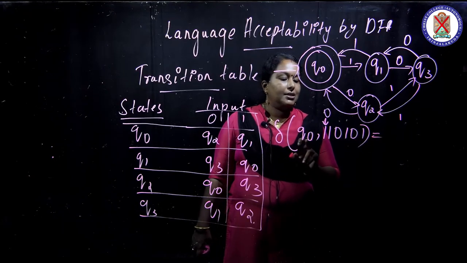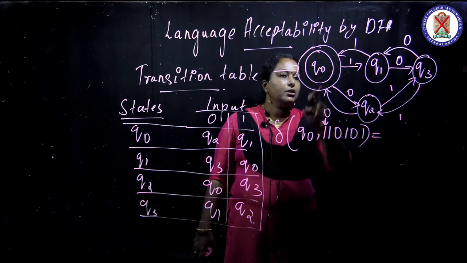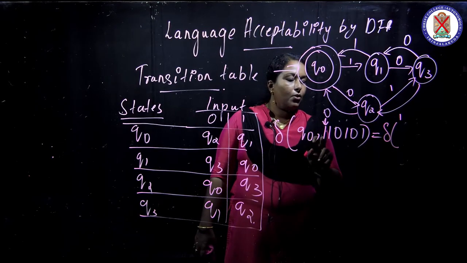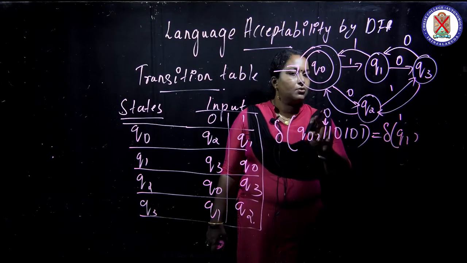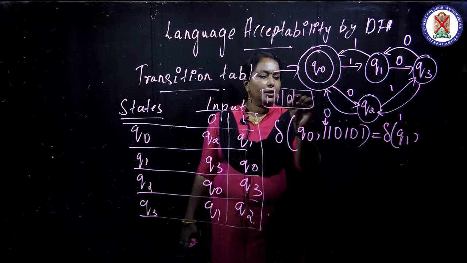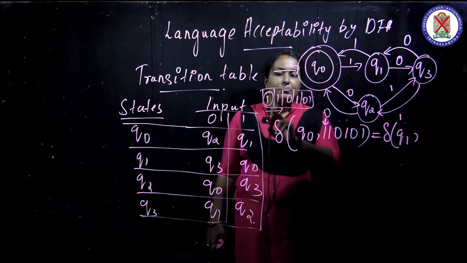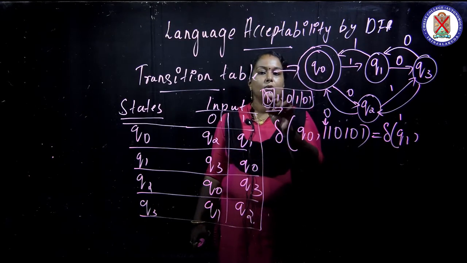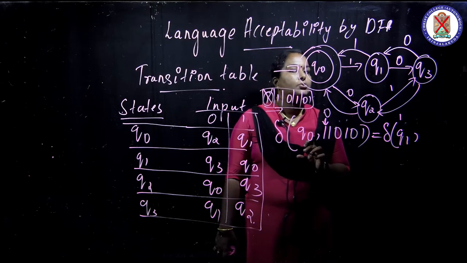So, delta Q0. For example, in this situation, Q0 on 1 goes to Q1. So we can write delta Q0 on 1 goes to Q1. So we write here Q1 comma, and this symbol is already seen. In a DFA, when we see one symbol, we move to the next. Which symbol is to be seen is represented by the arrow. So Q0 on 1 goes to Q1, and the DFA has moved from this position to the next position.